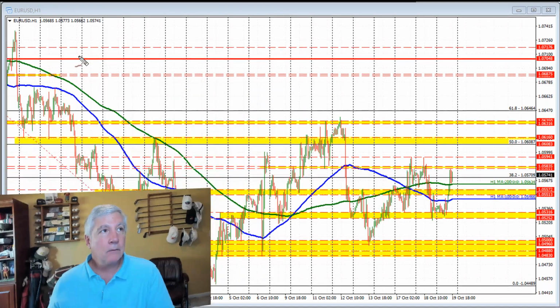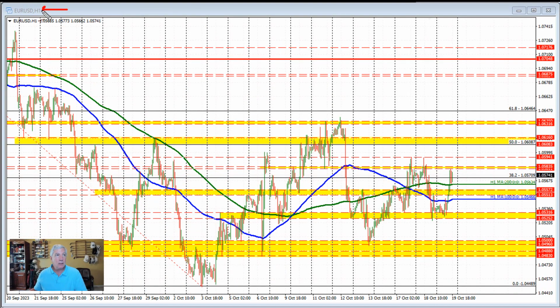This is a Forex quick look at the euro versus US dollar as we head closer to Fed Chair Powell's speech in front of the New York Economic Club at 12 noon. Let's take a look at the technicals that are in play through that speech. I'm going to focus here on the euro versus US dollar on the hourly chart.